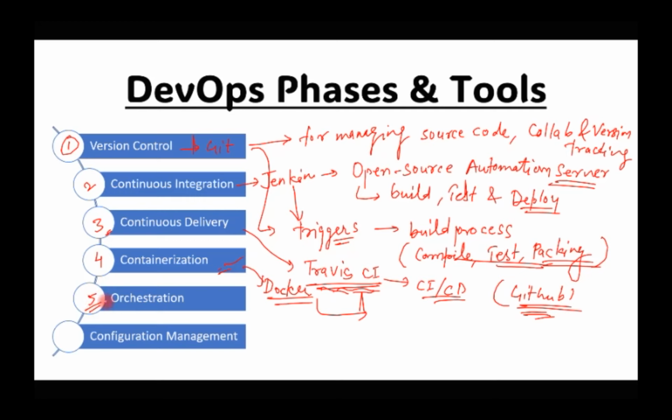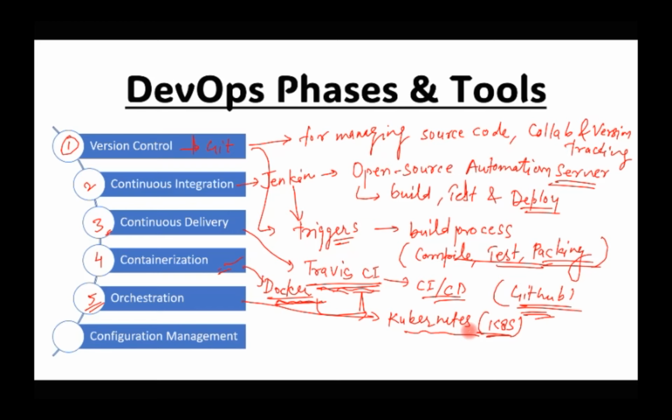Next phase is orchestration. The most popular tool in this phase is Kubernetes, that is also known as K8s, which is an open source container orchestration platform for managing containerized applications. Whatever application is built through Docker, those will be managed through Kubernetes. Kubernetes manages the full life cycle of a container from creation to deletion. We can use Kubernetes for scaling, container orchestration, and managing microservices.